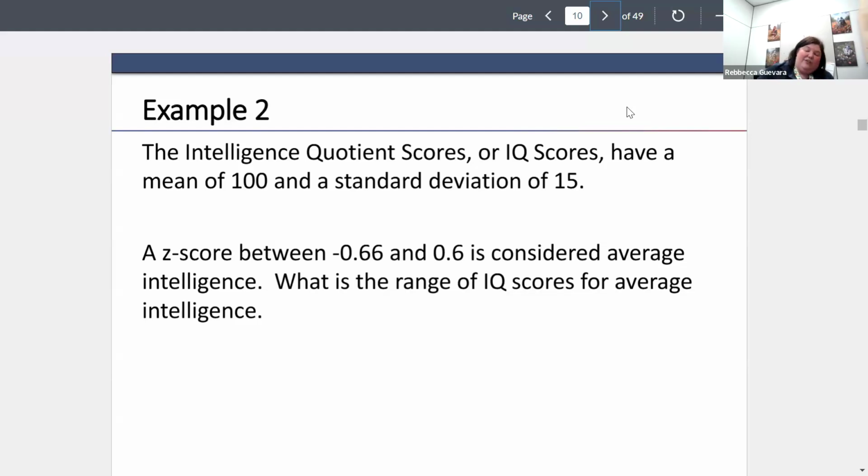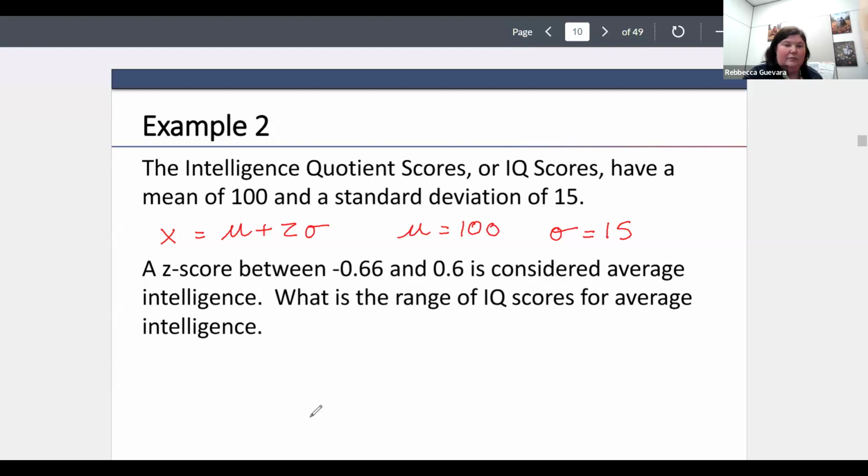And sometimes, like if you've had your child get tested for something, like gifted and talented, or they're evaluating them for other reasons, they may have done their IQ. And sometimes they'll talk about their IQ in terms of a z-score. That happened with my son. They were fortunate that I knew what they were talking about. But what we want to know is, what is the range of IQ scores for an average intelligence? So take a moment and see if you can find that.